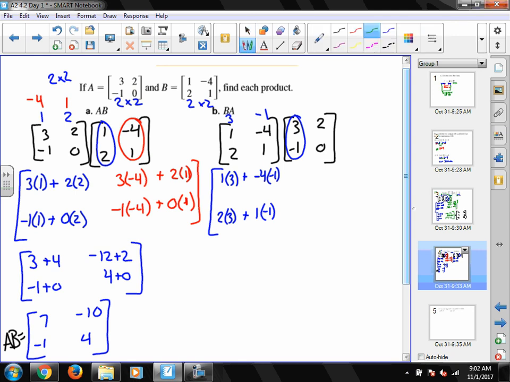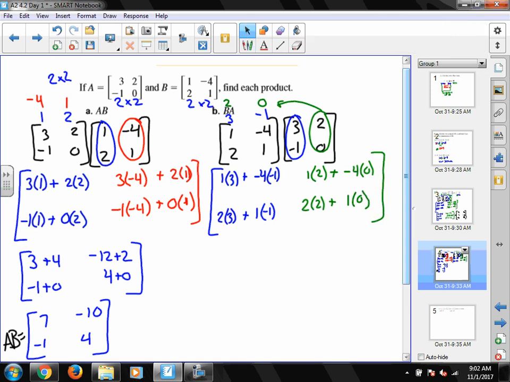And again, move this over. So we're going 2 and 0. So I'm going to take 1 times 2 and 2 times 2. I'm going to add negative 4 times 0 and 1 times 0. Simplify down here.